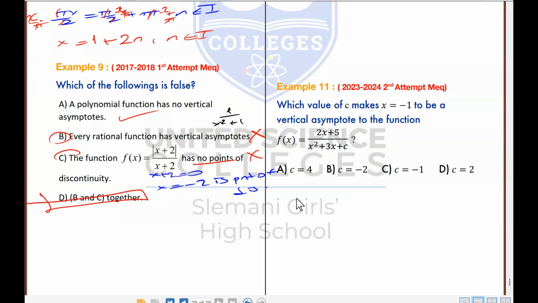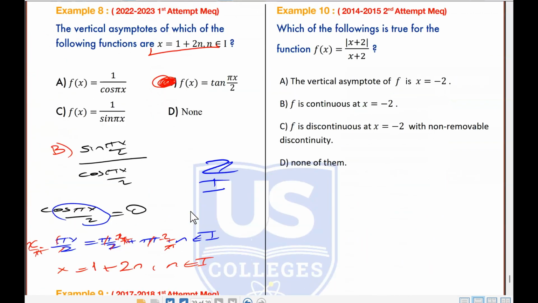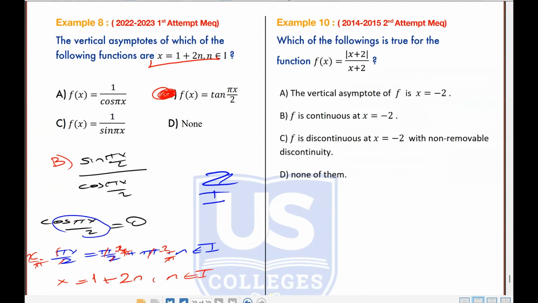All right. There is another question about the same function. Which of the following is true for the function? The vertical asymptote is x equals minus 2. So what was the definition of vertical asymptote? It is the number that makes the denominator 0 only, not the numerator. So when you set the denominator equal to 0, you get negative 2.